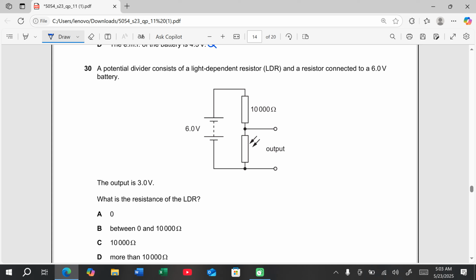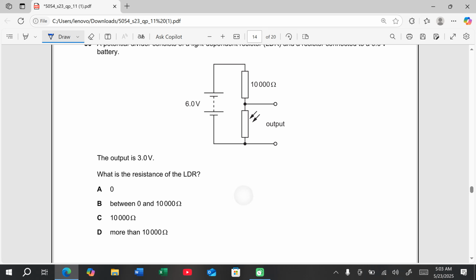A potential divider consists of a light dependent resistor and a resistor connected to a 6 volt battery. The output is 3 volts. What is the resistance of the LDR? So if the output is 3 volts, there should be 3 volts across the other as well, so it means they have equal resistance, so that should be 10,000.